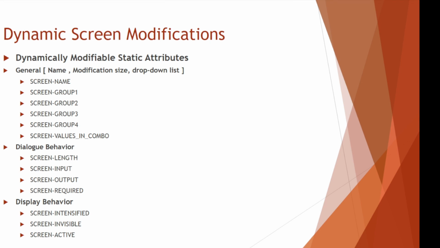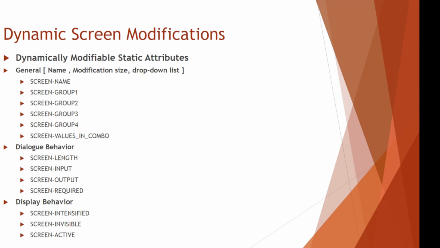In the second category we have the dialog behavior. In the dialog behavior we have the attributes screen length, screen input, screen output, screen required, and so on. I have mentioned only the most usable attributes in this category. As the name shows, the dialog behavior is related to user input. So the input, output, and required attributes of any field depend on this category.